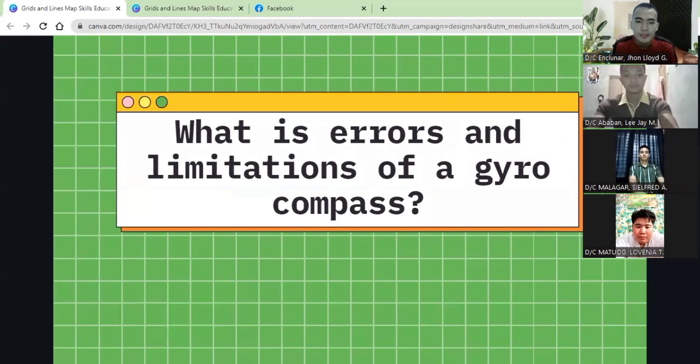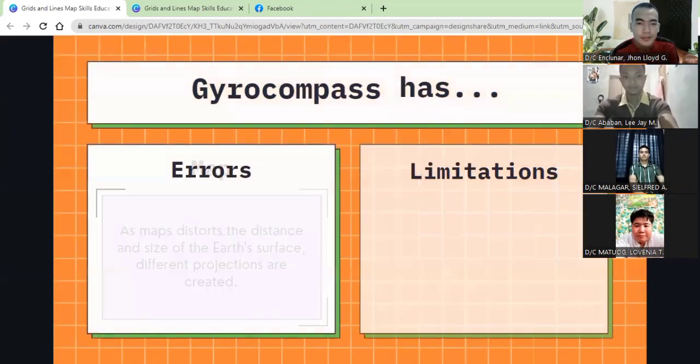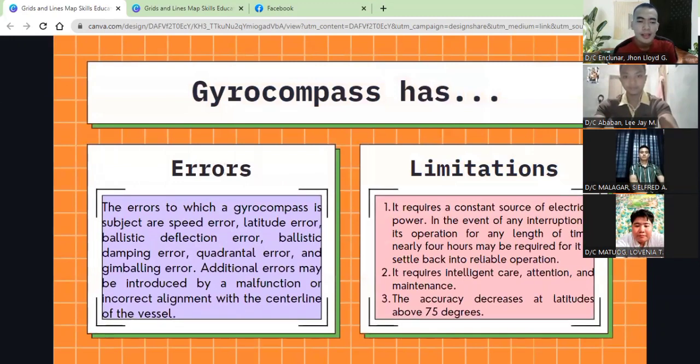What are the errors and limitations of a gyro compass? A gyro compass has errors. The errors to which a gyro compass is subjected are speed error, latitude error, ballistic deflection error, ballistic damping error, quadrantal error, and gimbaling error. Additional errors may be introduced via malfunction or incorrect alignment with the center line of the vessel.